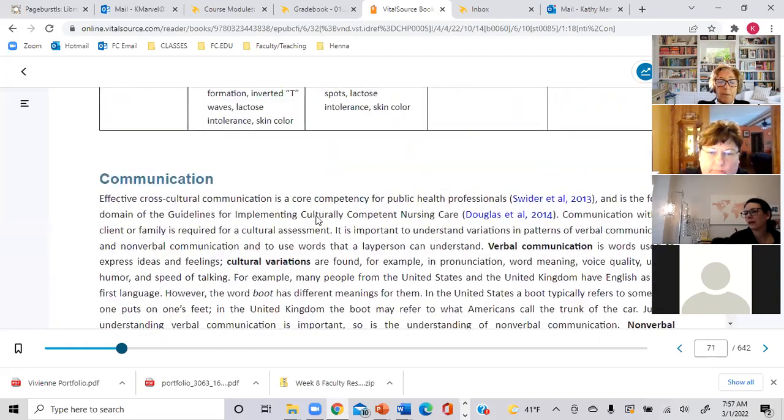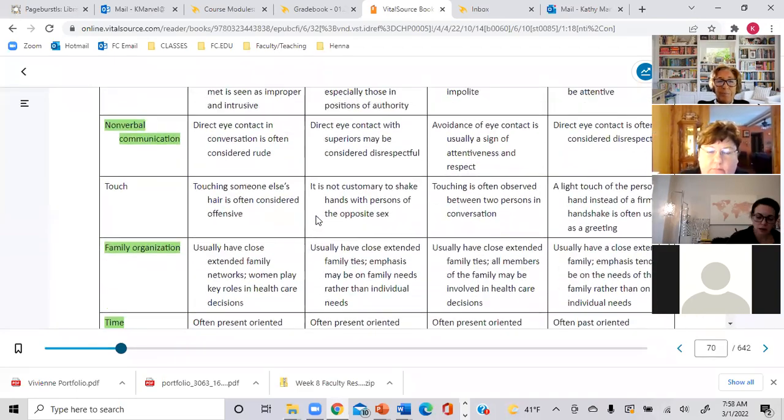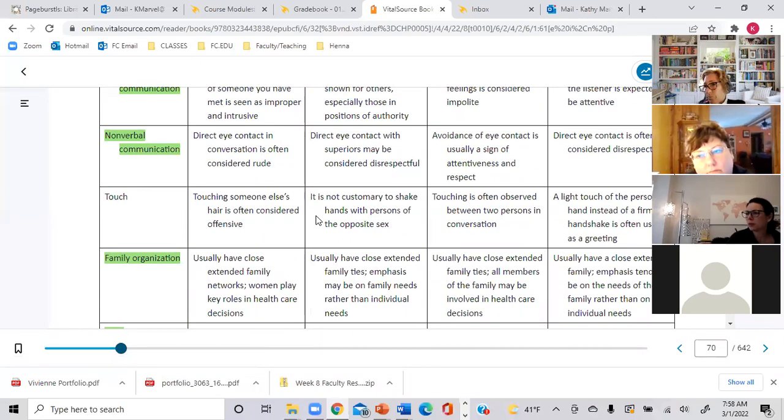Can I ask a question? You bet. On the table that we were just talking about, 5.1, it might be a subtle difference. It says under the Hispanics column, avoidance of eye contact is usually a sign of attentiveness and respect. But on our study guide, it says clients who are Hispanic expect direct eye contact. They may expect it, but it doesn't mean that. Expecting it and how they interpret it are not necessarily the same thing, but I'm just wondering.